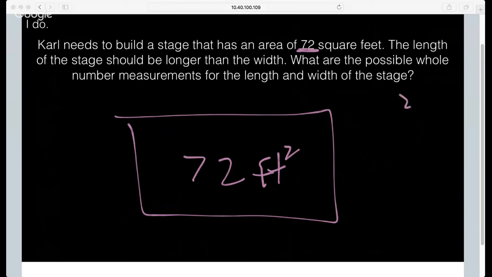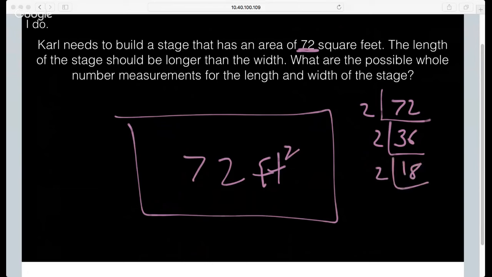Again, we could use the ladder method. Could do something like this. It looks like I could take out a 2. Let's see, that'd be 36. Take out another 2. That would be 18. Another 2 would be 9, a 3, and a 3.